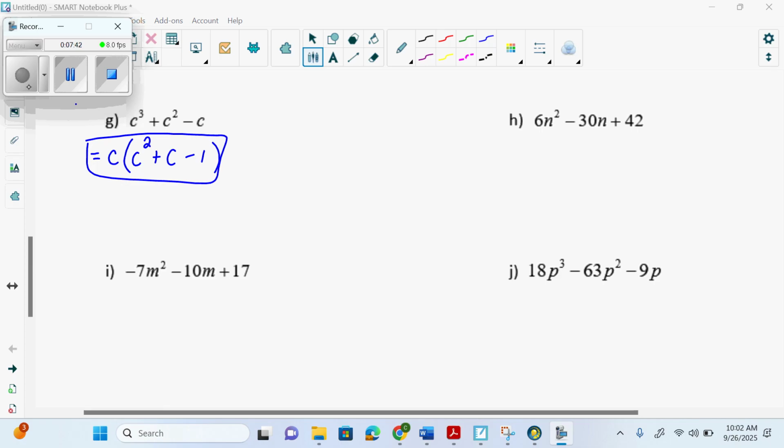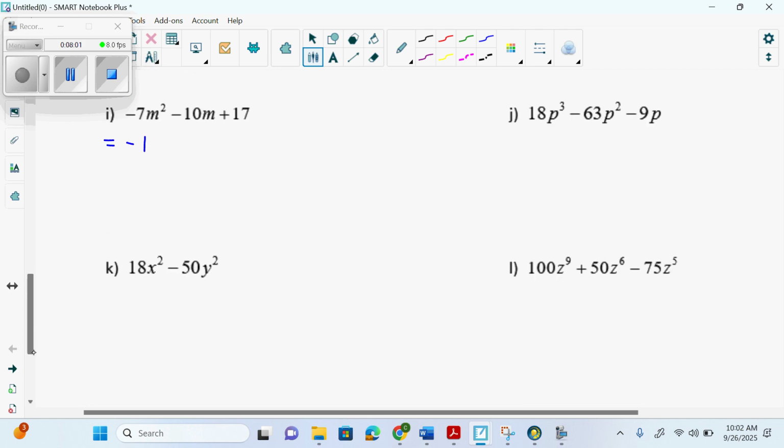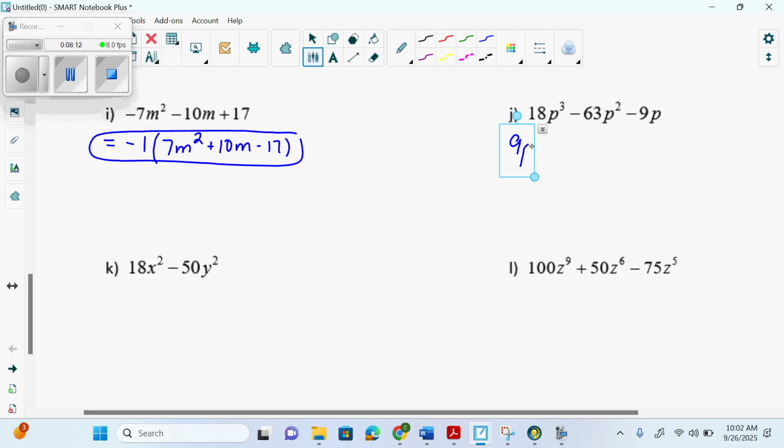A 6. So if I take out a 6, I'm left with n squared minus 5n plus 7. Okay? This one, the only thing I can take out is a negative 1. So I take a negative 1 out, and I'm left with 7m squared plus 10m minus 17. Taking a negative out just changes all your signs. This one, I can take a 9 and a p out. 18 divided by 9 is 2p. Cubed, take out a p is p squared. Minus 63 divided by 9 is 7p. Minus 1.